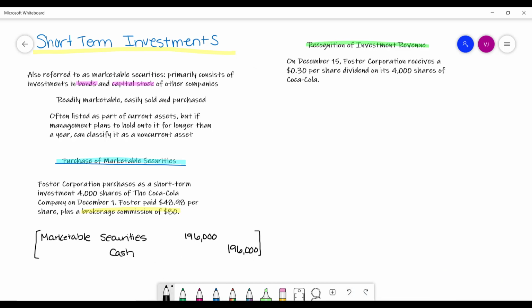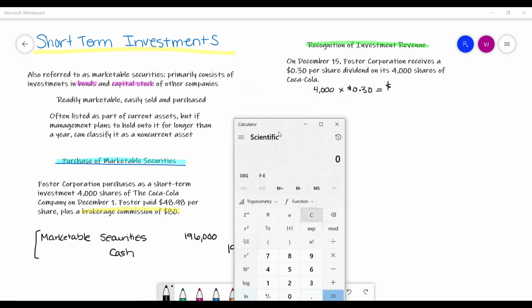Now, what happens if and when the company receives some dividends on these shares that it purchased? Here it says on December 15th, Foster Corporation receives a 30 cents per share dividend on its 4,000 shares of Coca-Cola. So this is dividend revenue that needs to be recorded now, because on these 4,000 shares, Coca-Cola is going to pay Foster Company 30 cents per share in dividends. This is the opposite perspective than what we looked at before, where we were the ones paying dividends. Now we're going to see what it looks like when a company owns stock and is actually the one receiving a dividend.